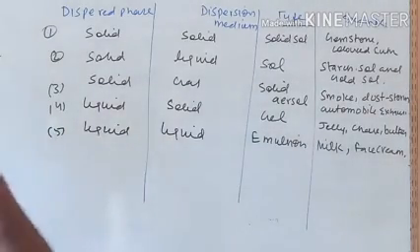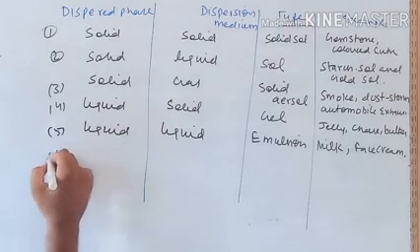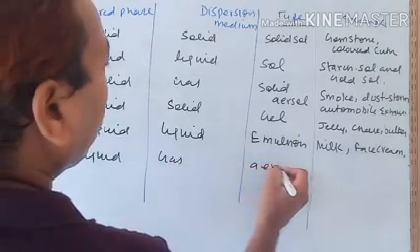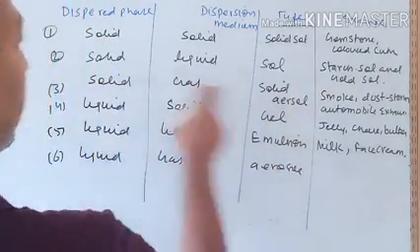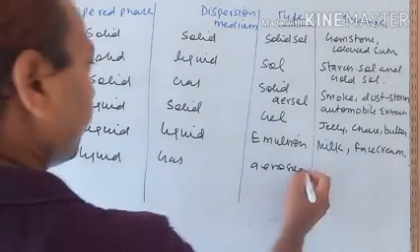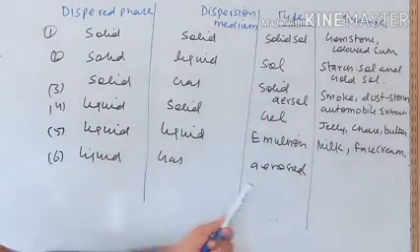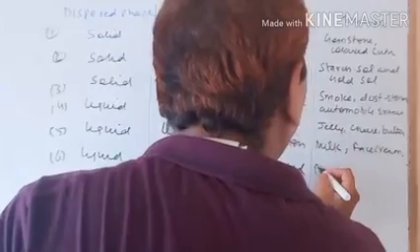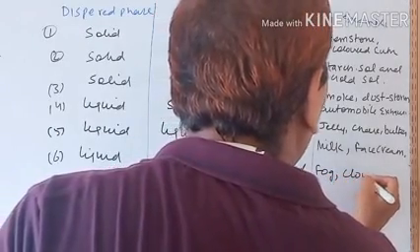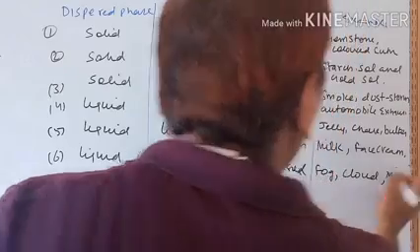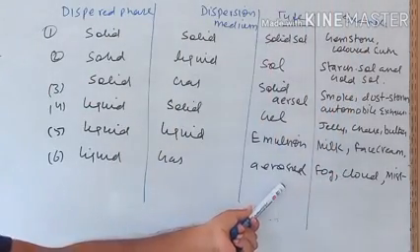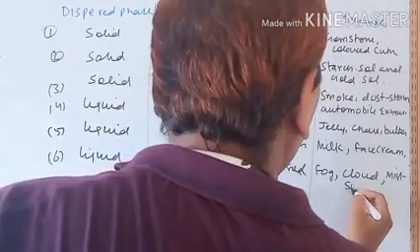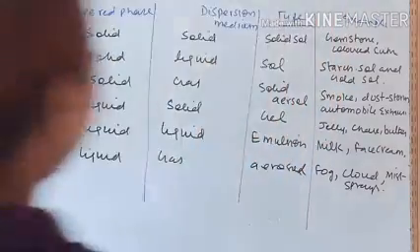Now the sixth type: liquid and gas. It is an aerosol. Earlier we said solid aerosol, now it is liquid aerosol. If you see this combination, we name it a type of aerosol. Examples: fog, cloud and mist are formed. Fog, clouds, mist, or aerosol spray, they are all aerosols.